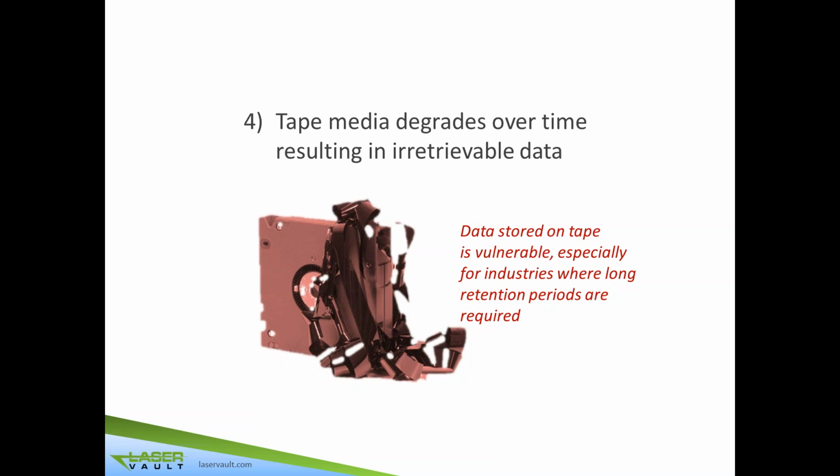Also, number 4, tape media degrades over time, resulting in irretrievable data. So it's vulnerable, especially for industries where long retention periods are required. So the ability to store the data on disk, and the other benefit to that is that you can actually have 2 copies of your backups. With tape, you only have 1 copy of your backup, and the media in which that backup is stored could degrade over time. In this case, you could have 2 copies of your backups on disk, or a second copy on cloud storage, or both, or even take a second copy and copy it to tape while you still have your original backup stored on disk. So again, 2 copies are always better than 1 tape copy.